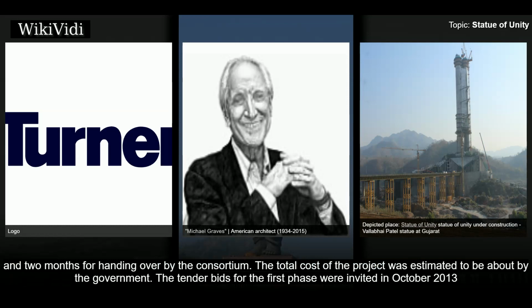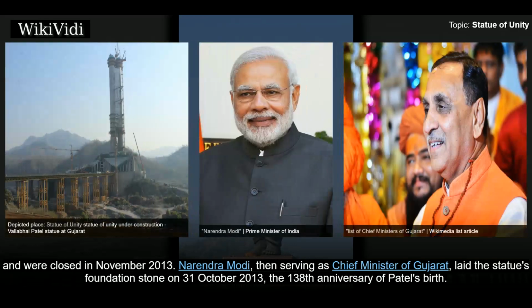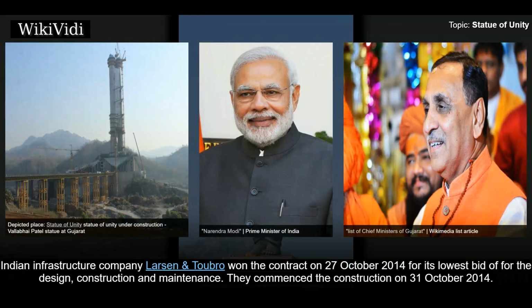The tender bids for the first phase were invited in October 2013 and were closed in November 2013. Narendra Modi, then serving as Chief Minister of Gujarat, laid the statue's foundation stone on the 31st of October 2013, the 138th anniversary of Patel's birth. Indian infrastructure company Larsen Toubro won the contract on the 27th of October 2014 as the lowest bidder for the design, construction and maintenance. They commenced the construction on the 31st of October 2014.